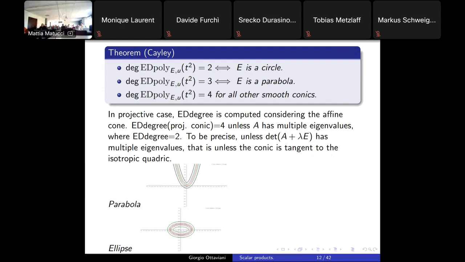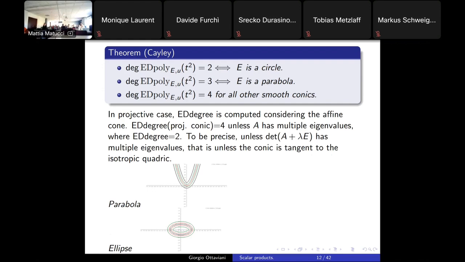And this means that you have such a particular conic that you can draw, and the result is slightly different. For example, the equilateral hyperbola here has ED degree 2 when you projectivize.